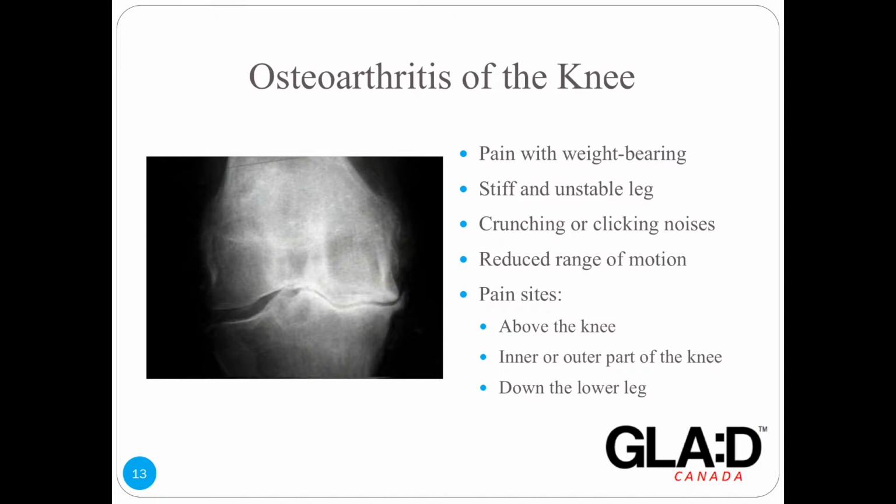Reduction of our range of motion, so we may not be able to bend our knee as well as we once did. And interestingly, the pain sites can vary. We can see the pain above the knee joint, the inner or outer part of the knee, or potentially down the lower leg. That might be where it presents itself, and it's all linked back to the osteoarthritis in the knee. One thing to note too is if there is damage to the meniscus, then potentially that would be another progression towards osteoarthritis as well. So if we've injured a meniscus, that could also be part of the disease of osteoarthritis.